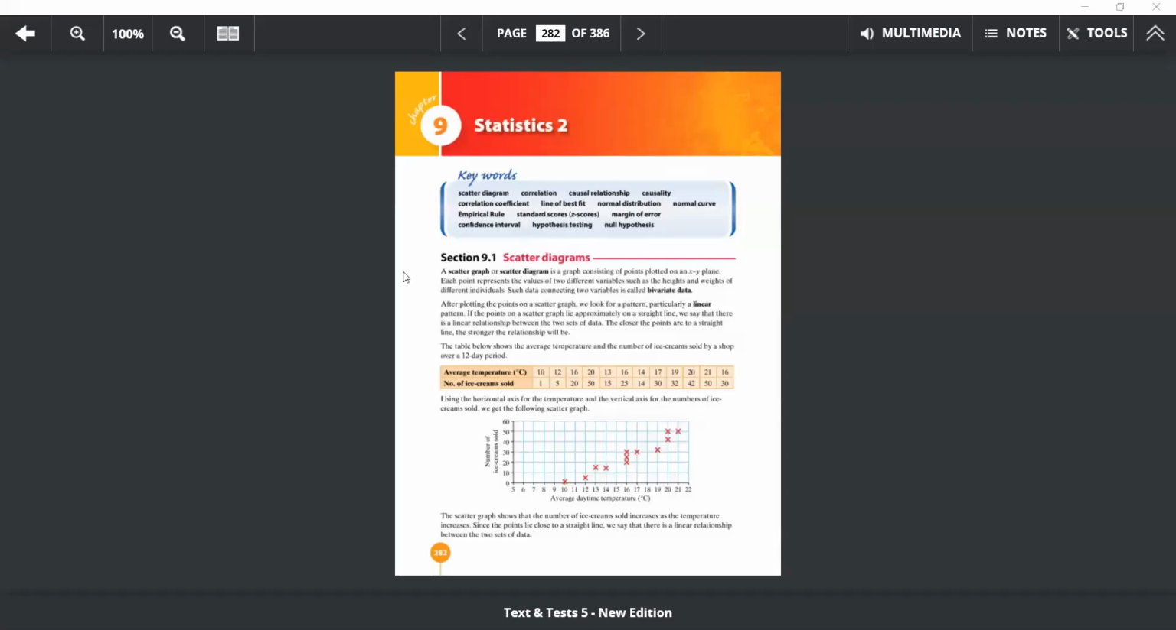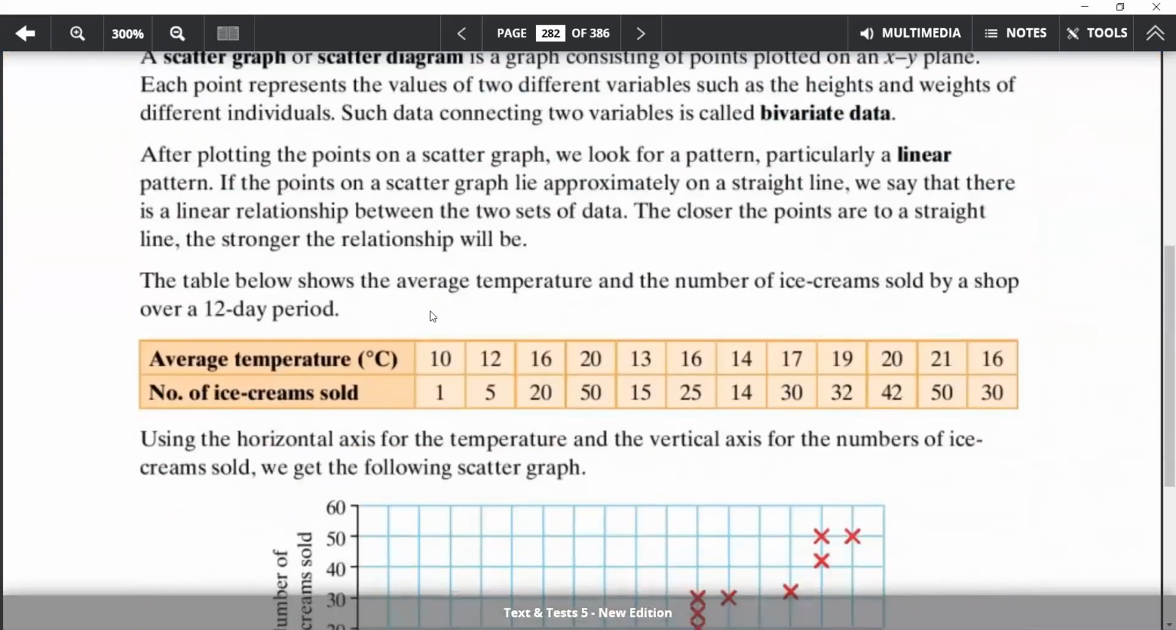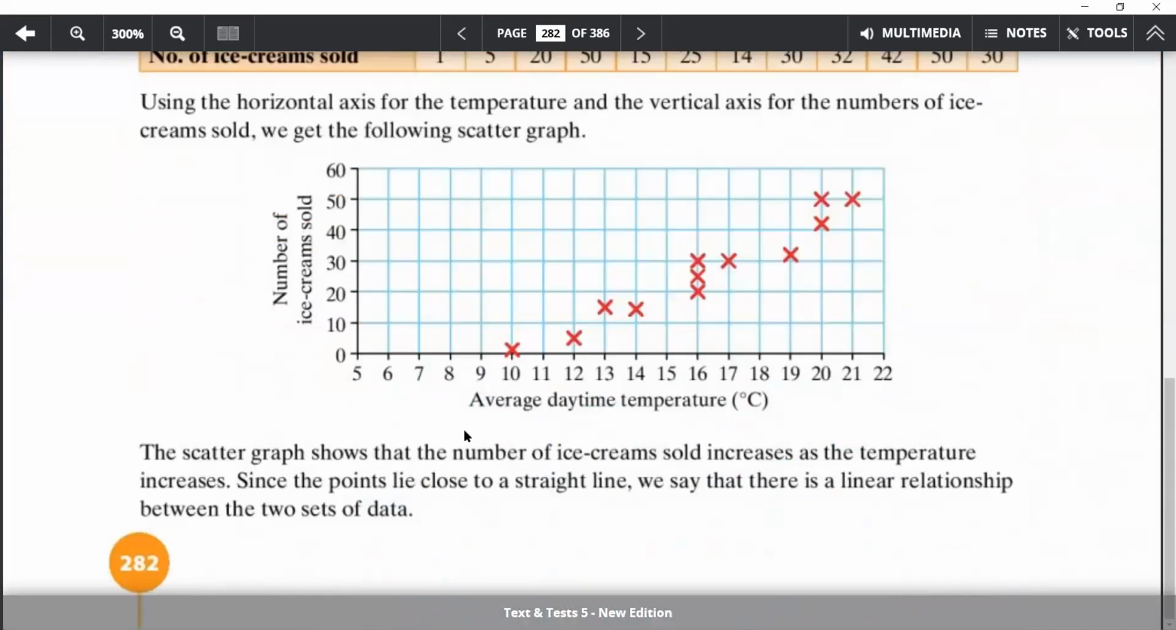Hi everyone, we're looking at page 282, statistics 2, section 9.1, scatter diagrams. Now this is a scatter diagram here, and you've probably drawn one of these at some stage before. For this one, it's number of ice cream sold versus average daytime temperature. And what you'll see here is that there's obviously a relationship: number of ice cream sold goes up as temperature goes up, but it's not a straight line relationship. It's not what you might call a linear relationship. But you could approximate it as a linear relationship.